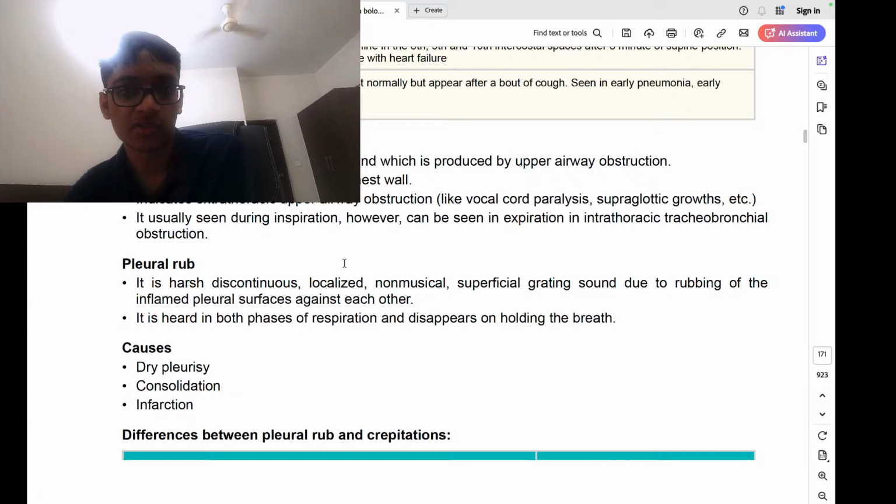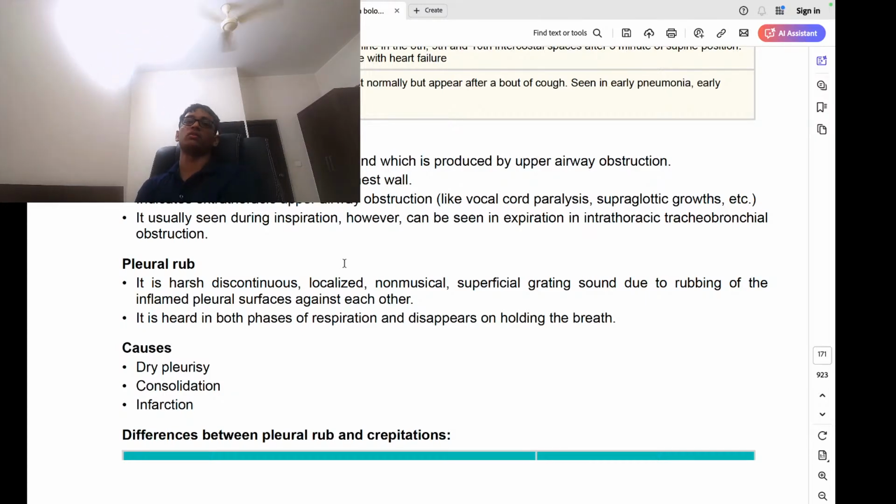Stridor is a high-pitched whistling or grating sound produced by upper airway obstruction. It is louder in the neck than in the chest wall. It indicates extrathoracic upper airway obstruction like vocal cord paralysis, supraglottic growth, etc. It is seen during inspiration; however, it can be seen in expiration in intrathoracic tracheobronchial obstruction.